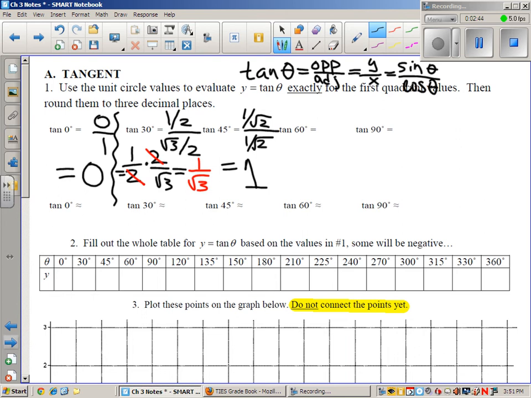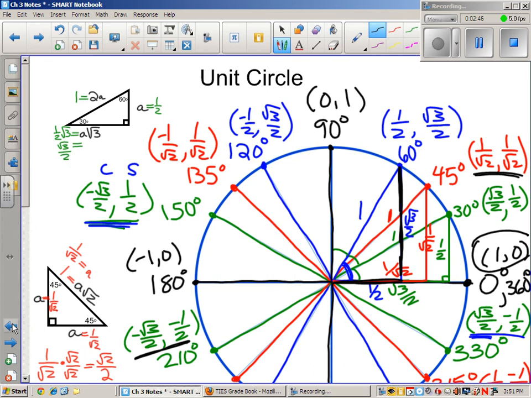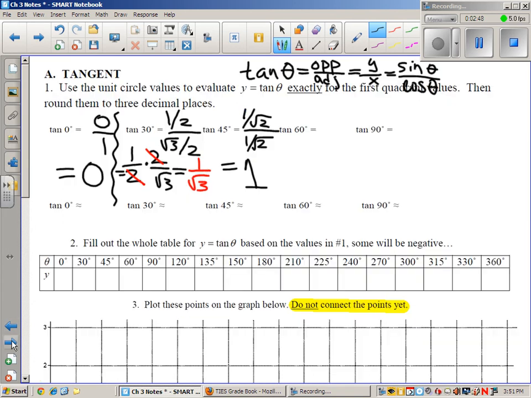At 60, we've got 1/2 comma root 3 over 2. So the root 3 over 2 is our y coordinate and the 1/2 is our x. That's root 3 over 2 times 2 over 1. Remember, we're dividing by a half, so we're multiplying by 2. Cancel, cancel, I just get root 3. Technically, it's root 3 over 1, but any number over 1 is that number. We don't have to divide by 1.